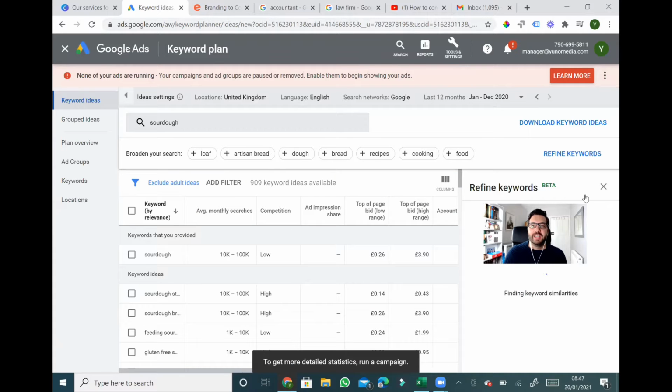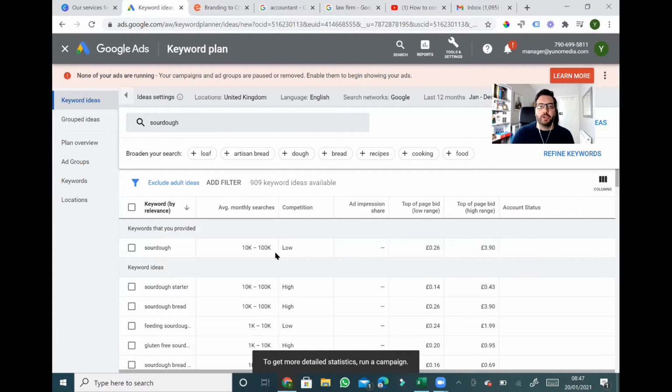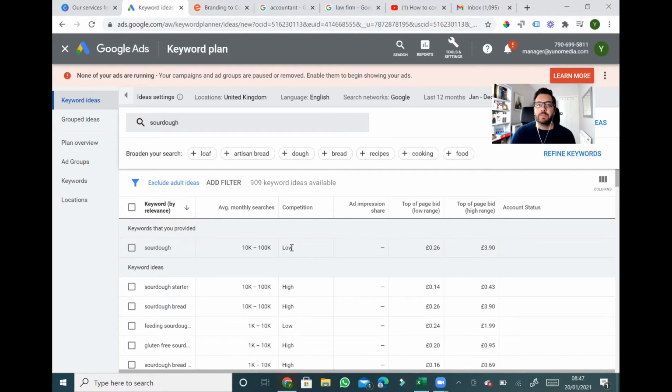Now, this is the page you've got. It shows your relevant keyword that you typed in, so it's got sourdough firstly. Next, it shows you the average monthly search volume. So it's got here that 10,000 to 100,000 people are searching sourdough at the moment. It also shows that competition is low.